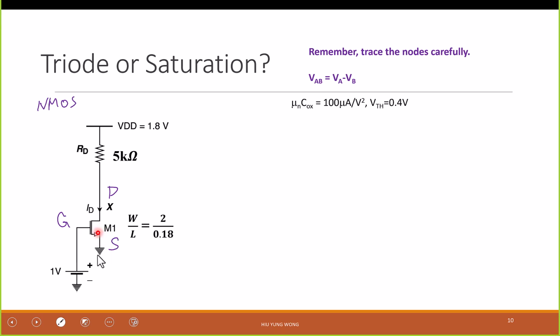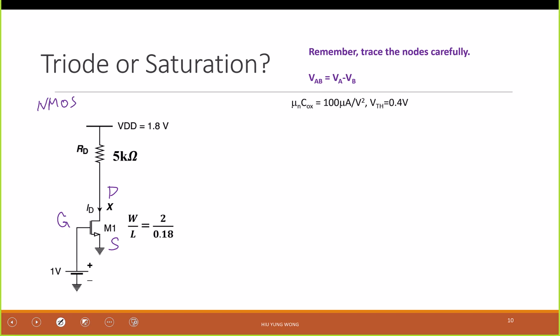I can tell because I see that this terminal is connected to 1.8 volt, and this is connected to ground. Why do I want to identify them? Because then I need to use the equation I have learned. Okay?